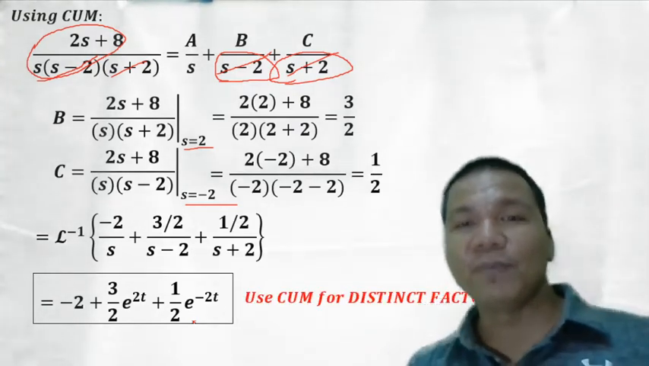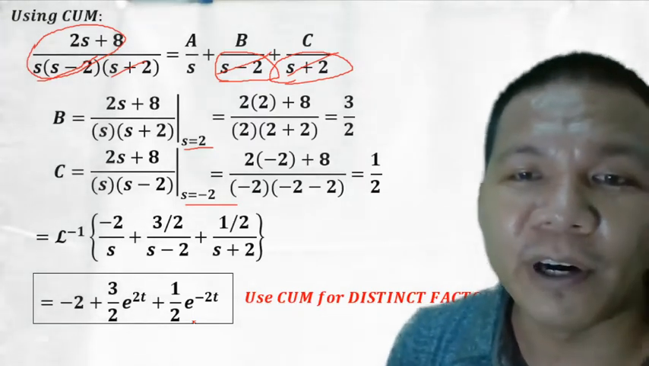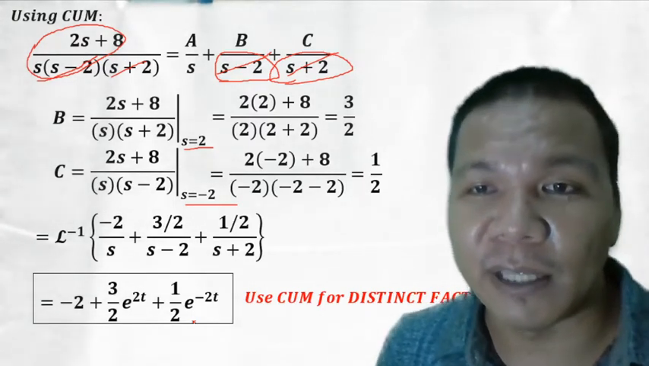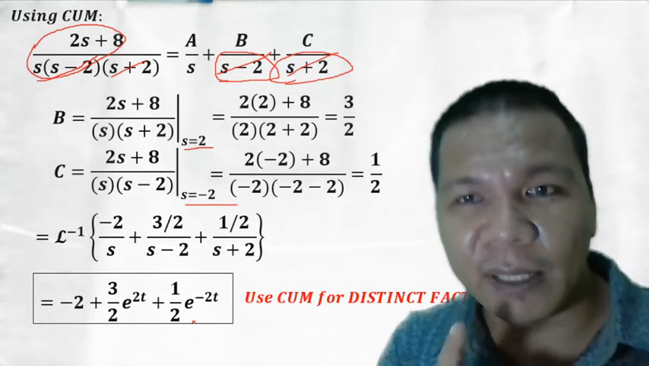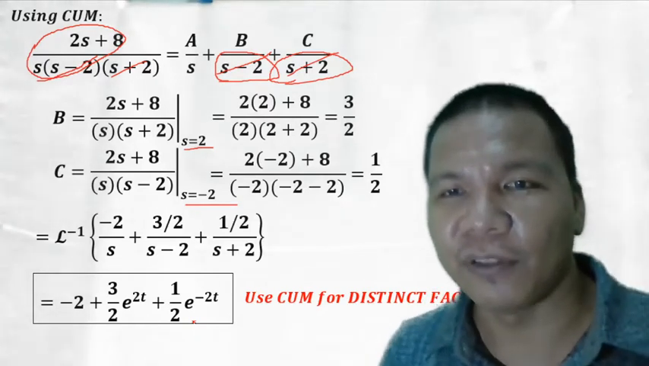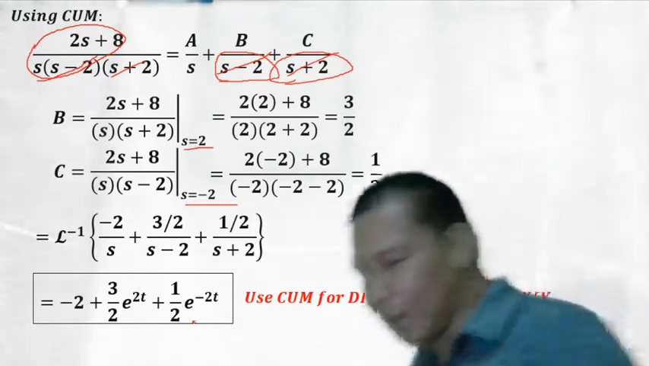Okay, take note. Use the COM method for distinct linear factors. Distinct linear factors only.